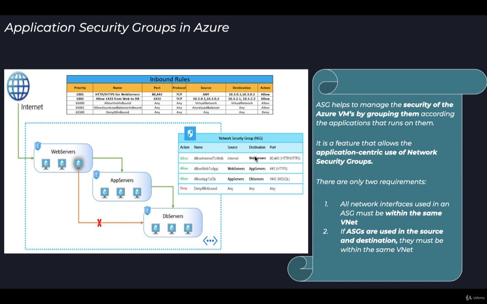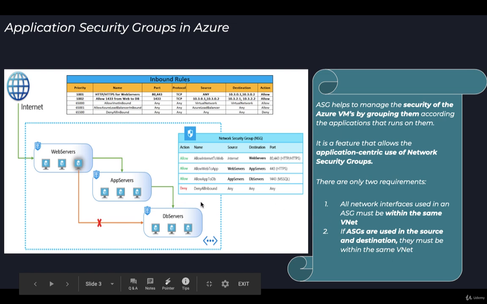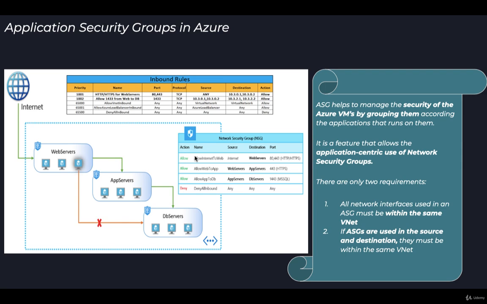So this is how the application security group works in Azure. There are only two requirements which we need to make sure of when working with application security groups. The first is that all the network interfaces used in an ASG must be within the same VNet. And if ASGs are used in the source and destination, then they must be within the same VNet. These are the two things we should pay attention to.